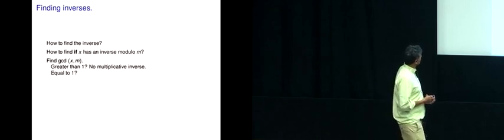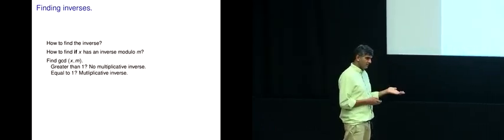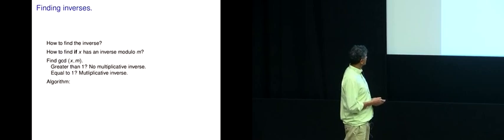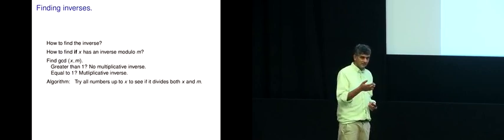If it's equal to 1, then there is a multiplicative inverse. That's what I said, that's the proof of the theorem. So the algorithm is you try all the numbers up to x to see if it divides both x and M. Do people see a problem with that algorithm?